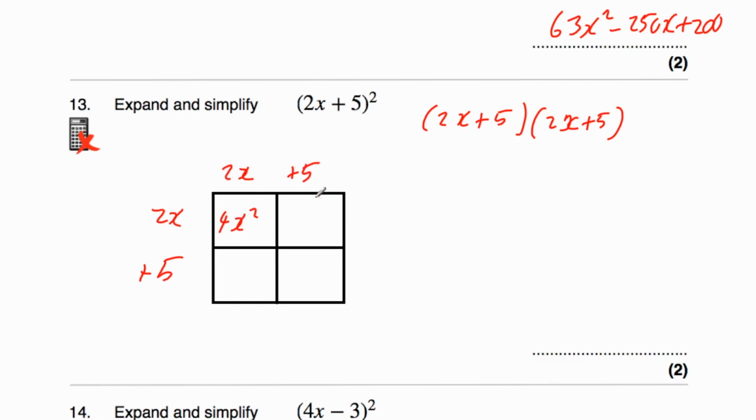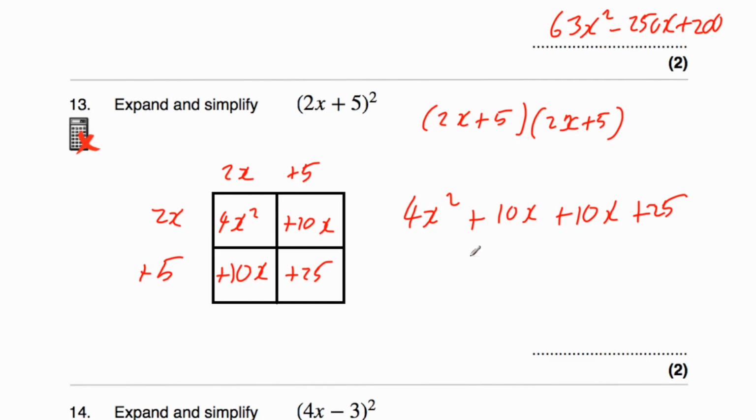Then we've got 2x times 5, so that's going to be positive, and 2 times 5 is 10x. Now we've got 5 times 2x, so again, a positive times a positive is a positive. 2 times 5 is 10x. And finally, 5 times 5 is going to be 25, or plus 25. So that would be 4x squared plus 10x plus 10x plus 25. And collecting our like terms here in the middle, that would give us 4x squared, 10x plus 10x is plus 20x, plus 25. And that's our answer.